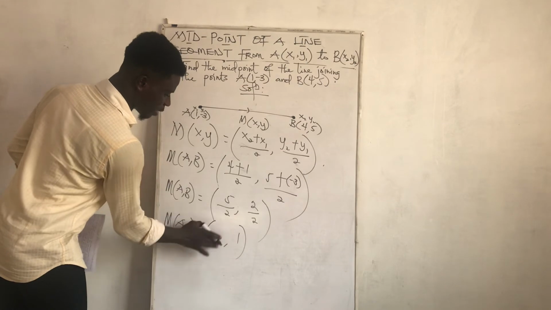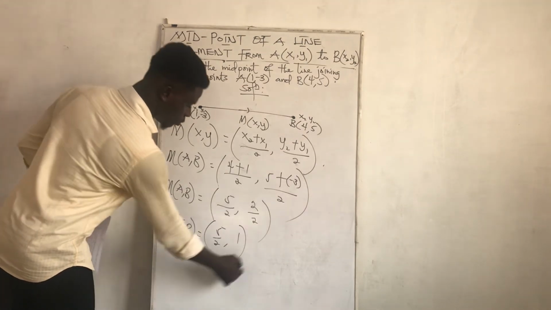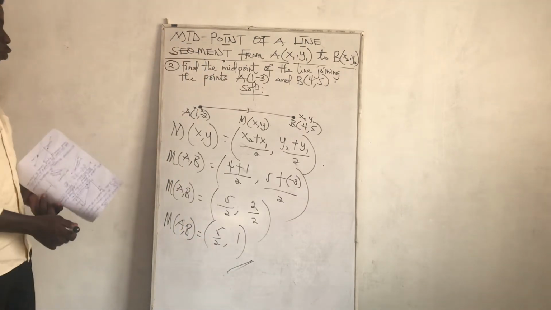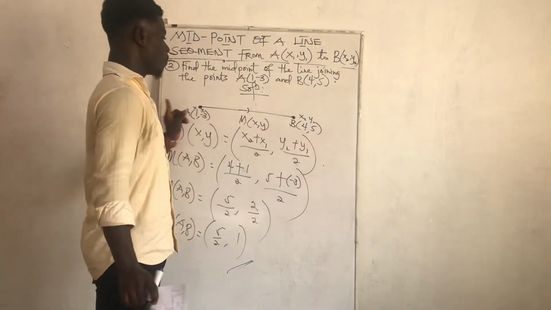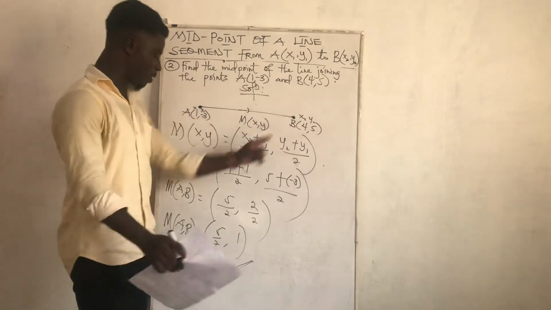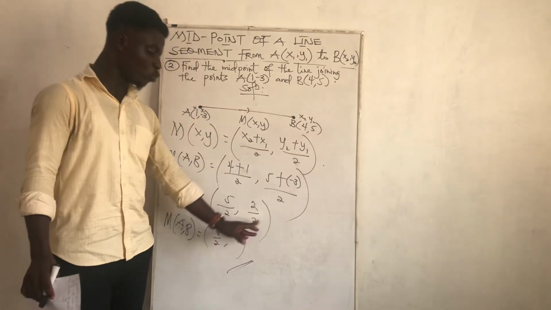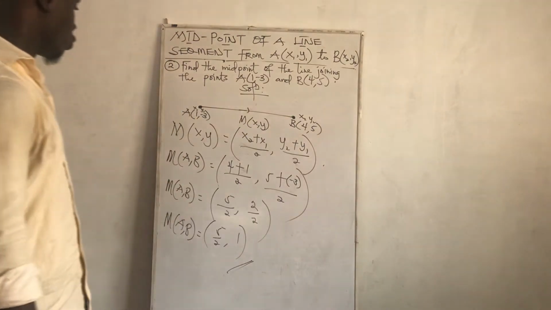So the midpoint of AB is 5 on 2, which is 2.5, then here I get 1. Or you can leave it as 5 on 2. Then that's it. Therefore, the midpoint of this line segment AB is (5 on 2, 1).